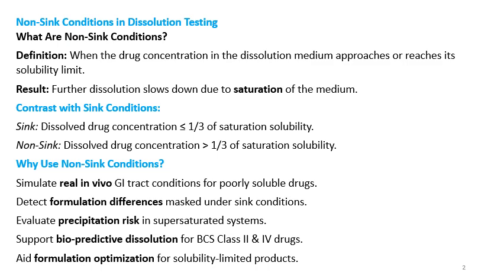Why use non-sink conditions? Sometimes non-sink conditions can be important and can give you more information. We can use non-sink conditions to simulate real in vivo GI tract conditions for the poorly soluble drugs. BCS class 2 and 4 drugs are poorly soluble, and it is very difficult to meet the sink conditions every time, especially when the dose is high. At that time we cannot achieve the sink condition in full, so non-sink conditions can be used.